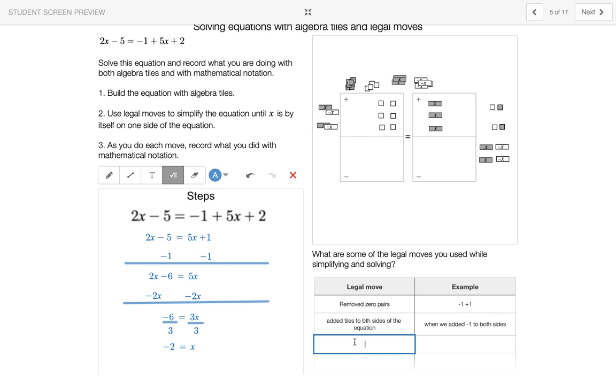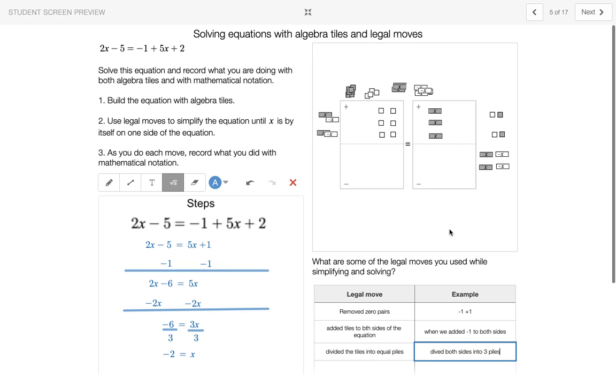Okay, what's another legal move we did? Another legal move we did is when we divided the tiles into equal tiles. And when did we do that? When we divided both sides into 3 tiles.